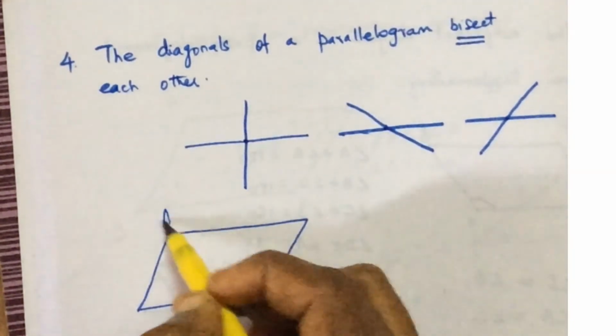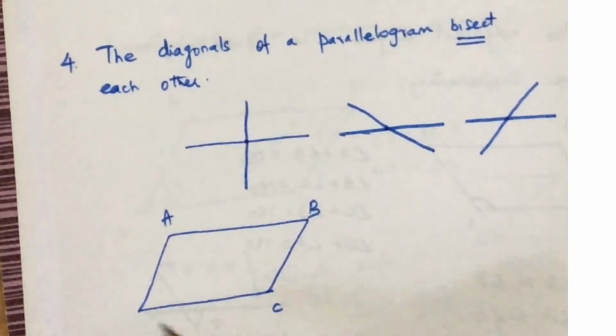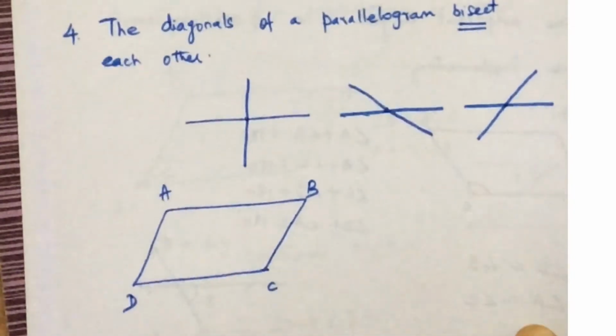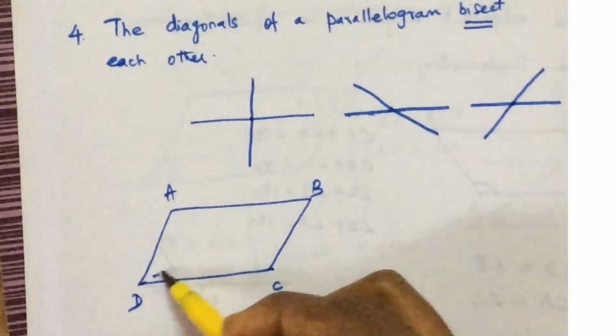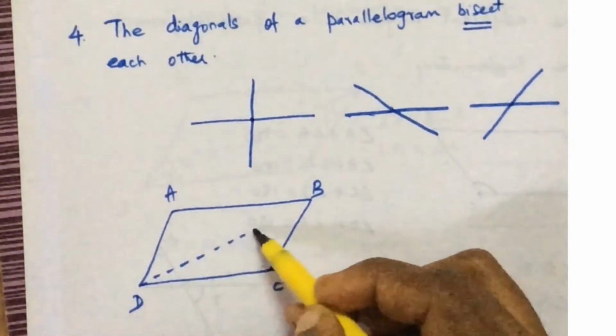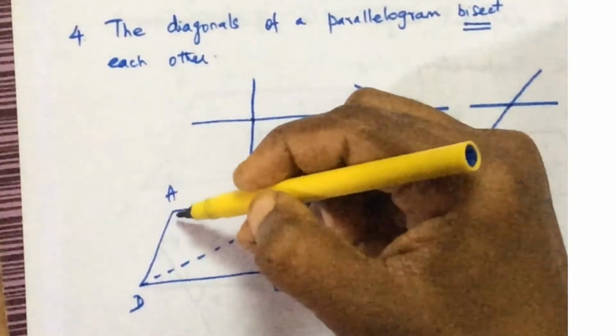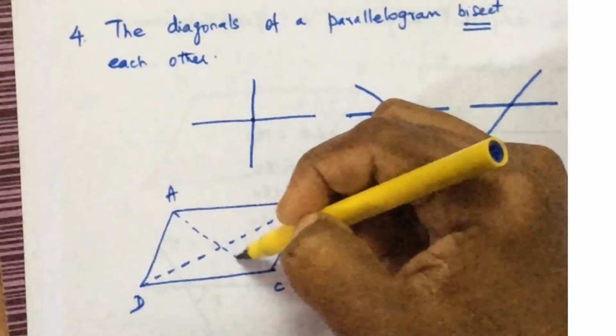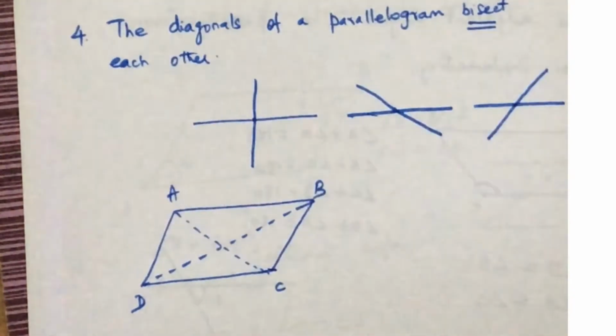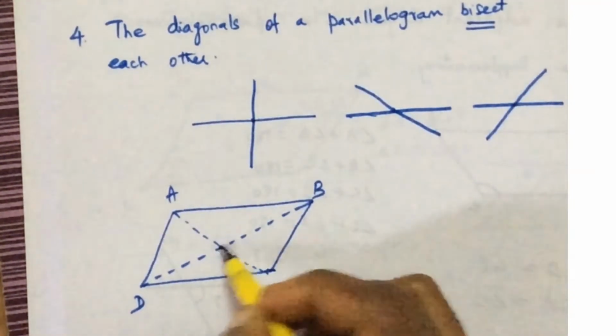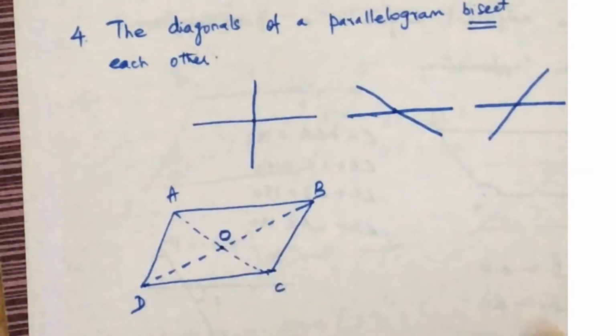So A, B, C, D. Okay, what is diagonal? This is one diagonal. This is another diagonal. Okay, this is another diagonal. So let me name it as O.